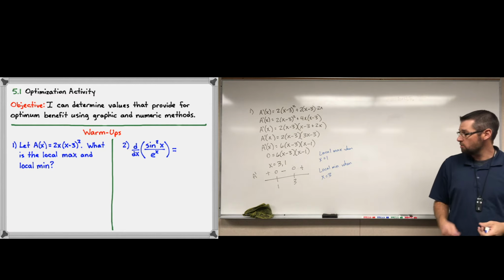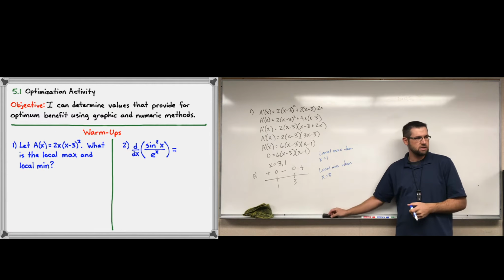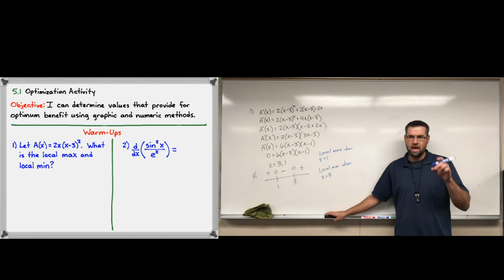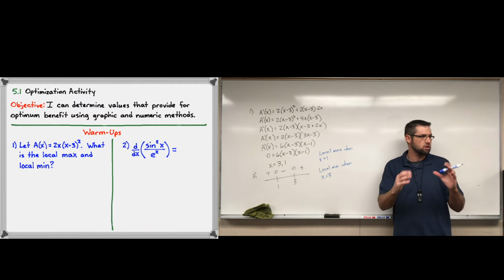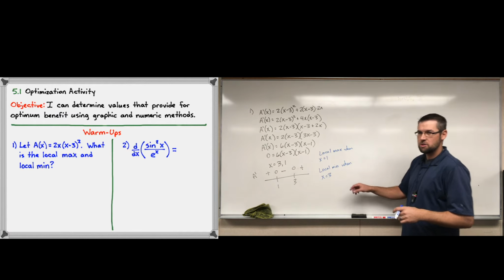It says, what is the local max and the local min? So this is where they occur. And a lot of you on your tests didn't pay attention to the question. The last one in particular, it said, for what x values are there a point of inflection? And you guys gave me a coordinate. Not all of you, but some of you, right?